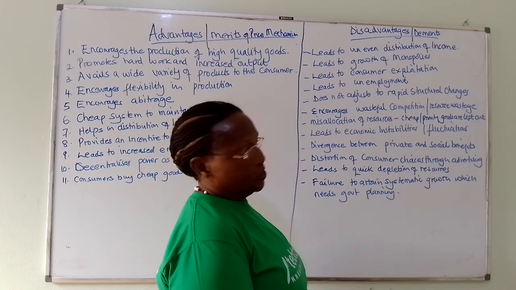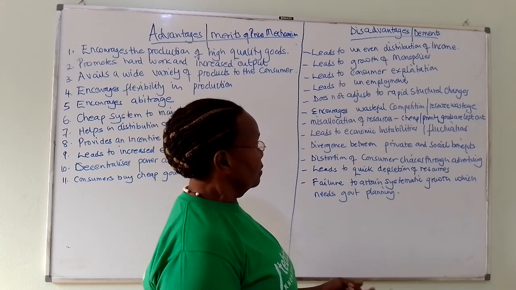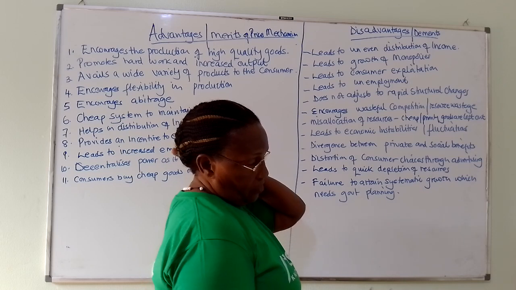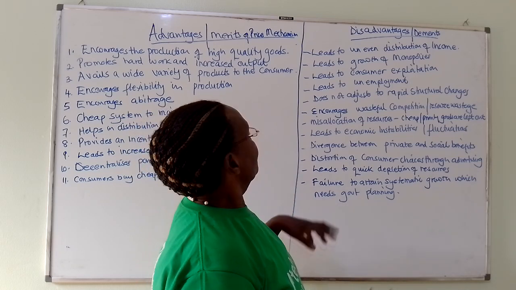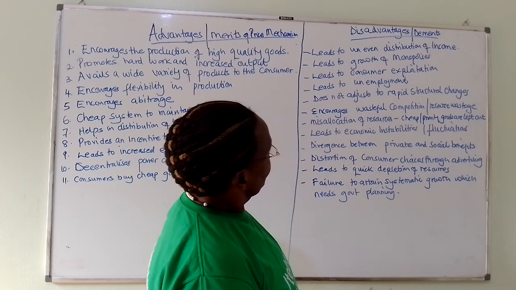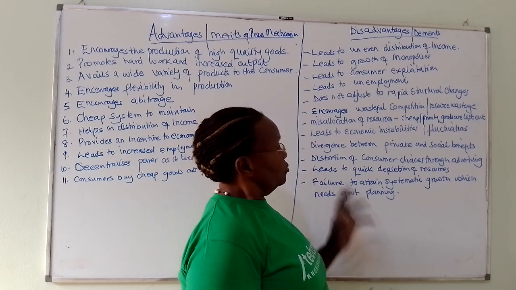That is the duplication. There are many, all of them producing similar commodities because they are profitable, and we find that our resources are depleted, they are exhausted without minding about the future. Misallocation of resources, where we find that resources only go to those who are ready to pay higher prices.